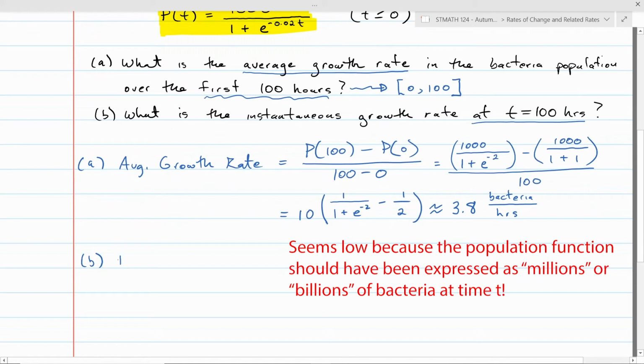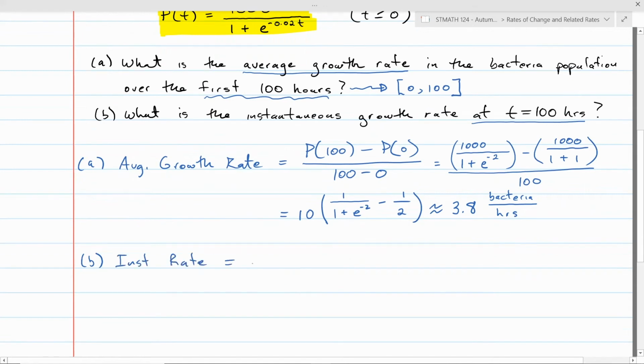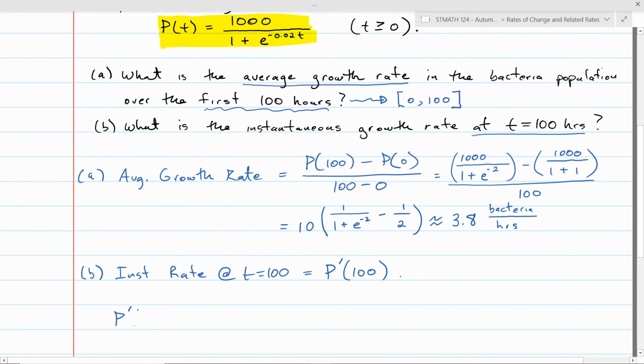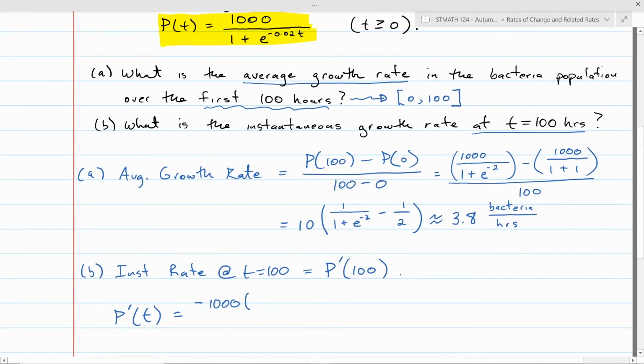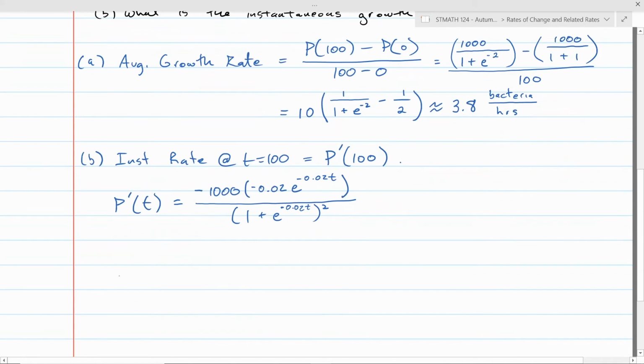And then the instantaneous rate is going to be part B. We want the instantaneous rate at time t equals 100. So that's going to be P prime evaluated at 100. So what is P prime? First let me do P prime of t. If I calculate that derivative, I think I'll use the quotient rule. I take the derivative of the top, leave the bottom alone, but the derivative of the top is 0, so that term will end up being 0. Then I do minus, leave the top alone, and multiply times the derivative of the denominator, which is negative 0.02 times e to the negative 0.02 t, and that's all over the denominator squared.